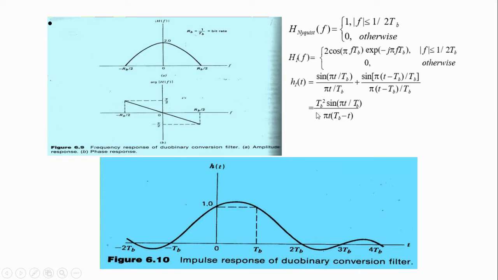If we take the LCM, we will get Tb squared sine pi t divided by Tb, the whole divided by pi t into Tb minus t. This is the time domain function. This is the impulse response of the duo binary conversion filter, and this is the frequency response of the duo binary conversion filter. This is the amplitude response, and this is the phase response.